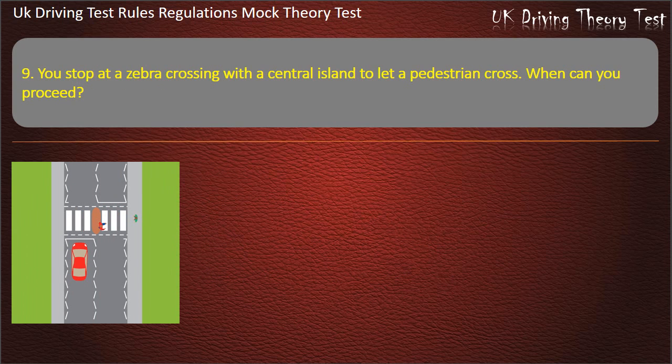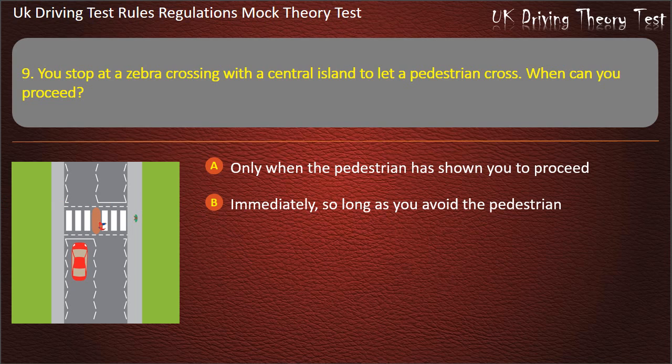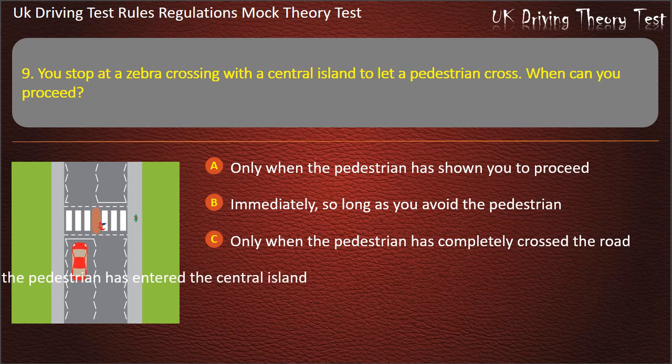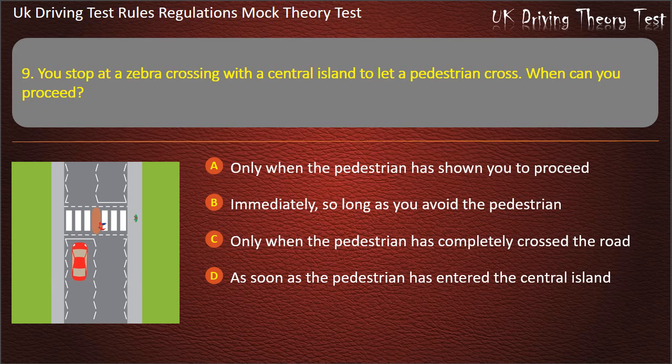Question 9. You stop at a zebra crossing with a central island to let a pedestrian cross. When can you proceed? Only when the pedestrian has shown you to proceed. Immediately, so long as you avoid the pedestrian. Only when the pedestrian has completely crossed the road. As soon as the pedestrian has entered the central island. Answer. As soon as the pedestrian has entered the central island.